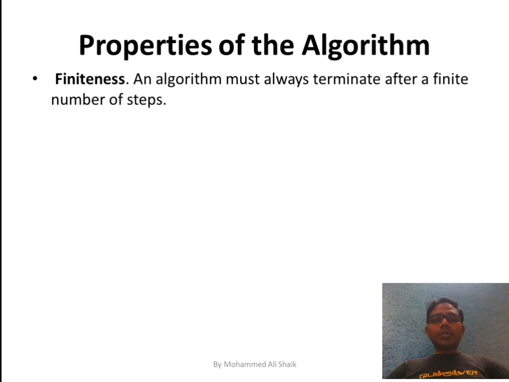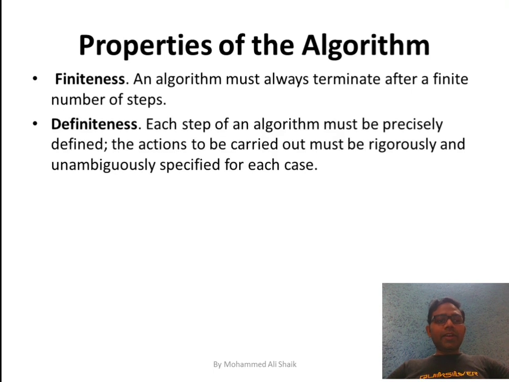Let us see the properties of the algorithm. First one is finiteness. An algorithm must always terminate after a finite number of steps. It must not be infinite. As per this property, if an algorithm has infinite number of steps, then it is not called an algorithm. It must have a certain limit or a certain set of steps.